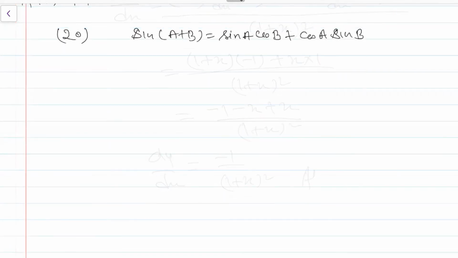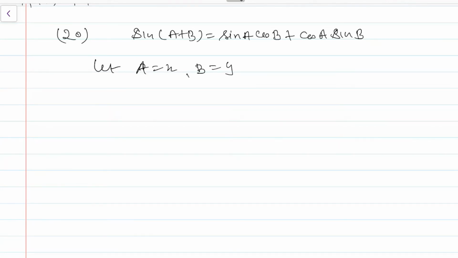Now we'll solve question number 20. Using the fact that sin(a plus b) is equal to sin a cos b plus cos a sin b and the differentiation, obtain the sum formula for cosine. That is, you have to find the formula for cos(a plus b). Let us suppose a is equal to x and b is equal to y.